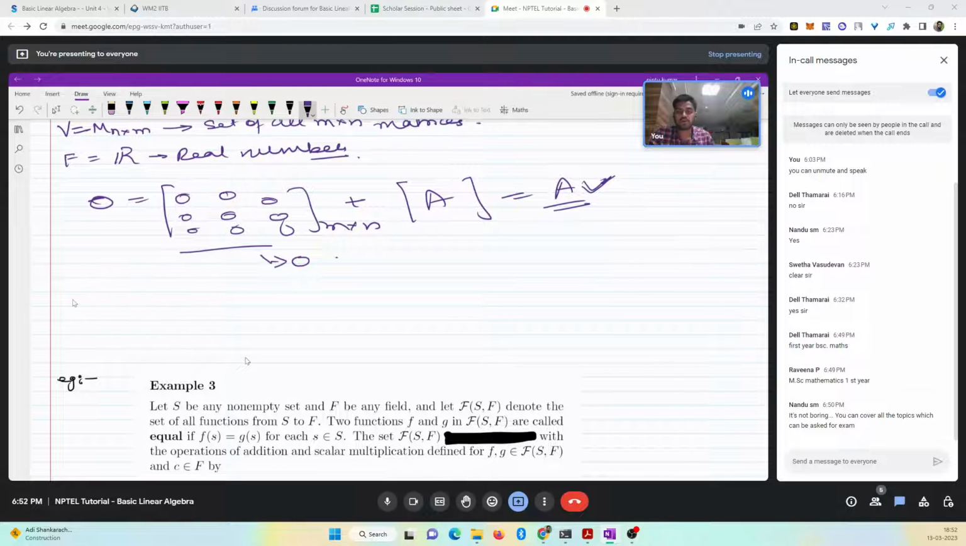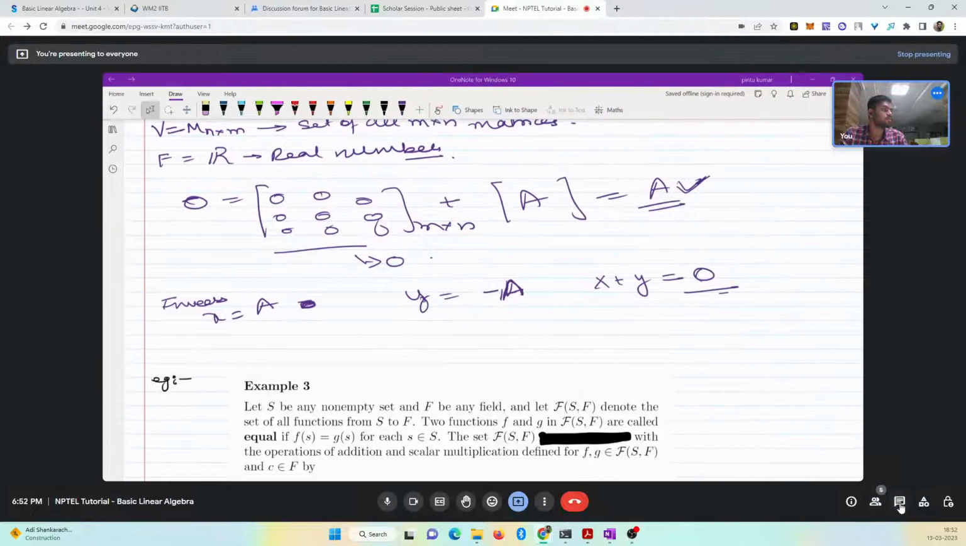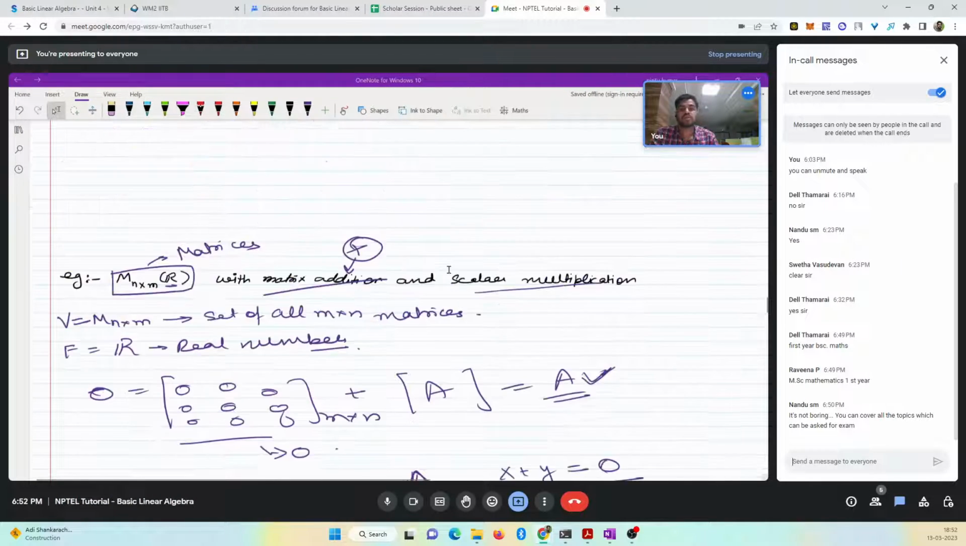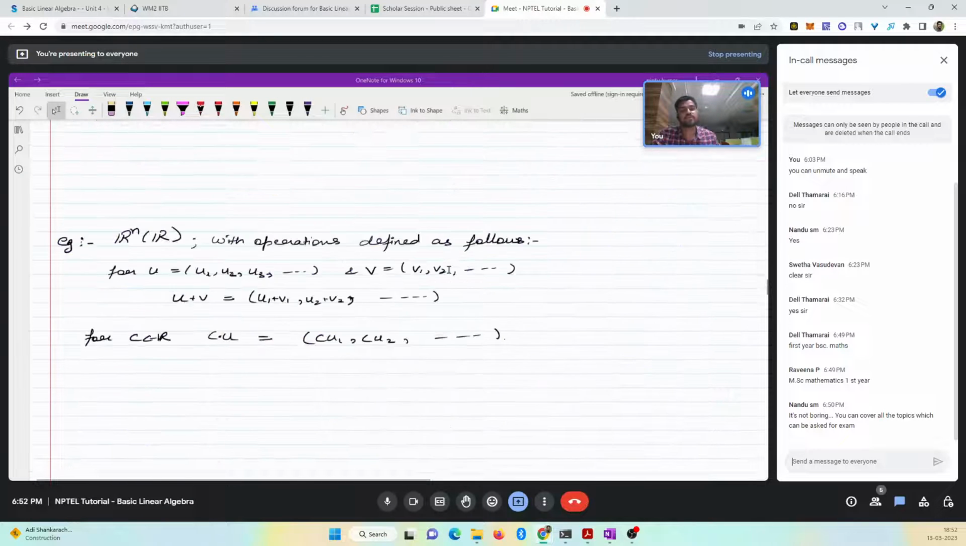Now if you want to talk about the inverse, let's say my x is A. If you take my y to be minus of A, where minus of A means every entry is multiplied by -1, then x plus y is always 0, right? This way you can prove that this construct that we have written is a vector space.